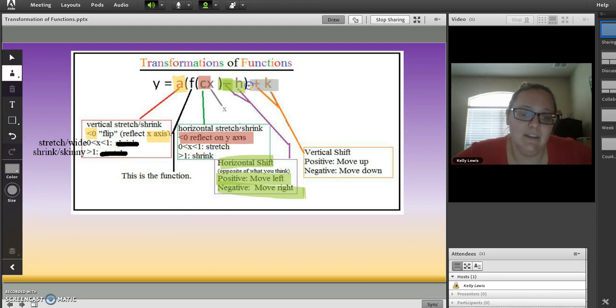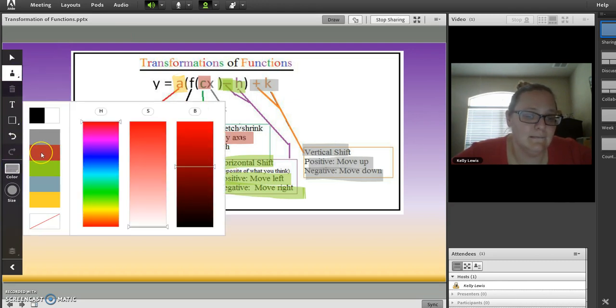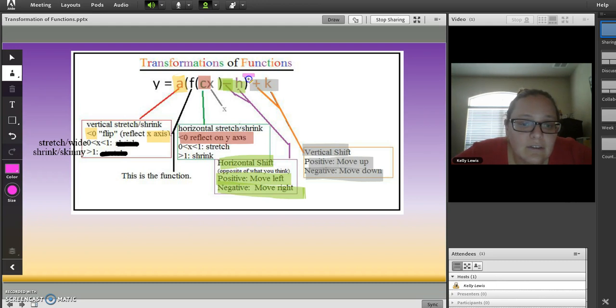And then you have the constant over here, and that's the vertical shift. It moves up if it's positive, down if it's negative. And sometimes there's an x squared right here or x cubed or something.